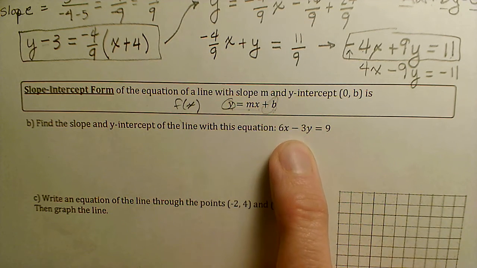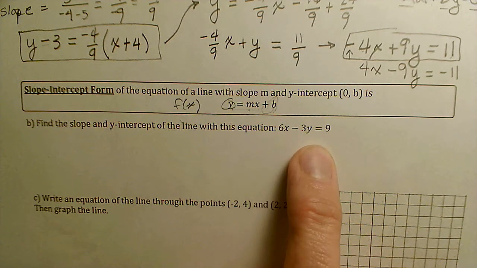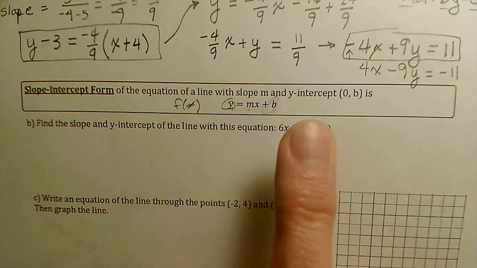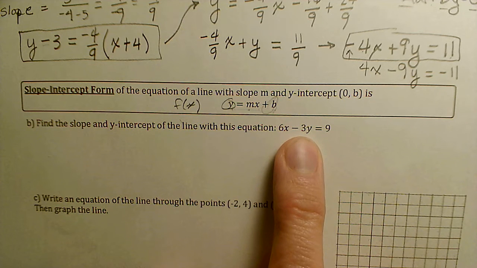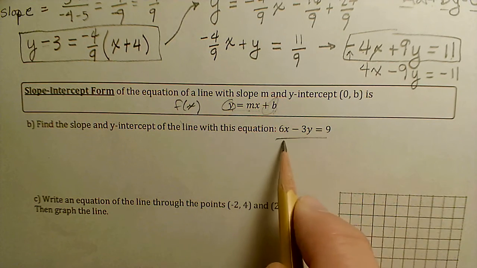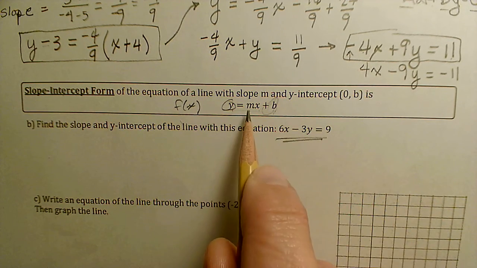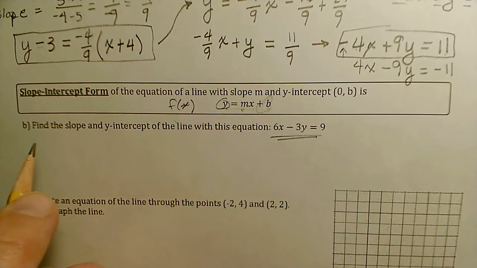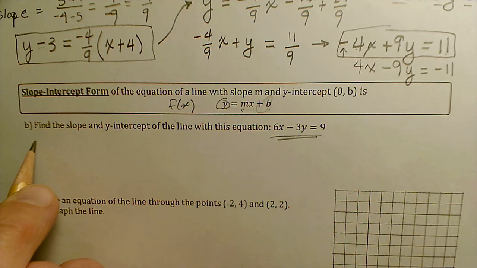This is in standard form, and it's not true standard form because A, B, and C are not relatively prime. But it's in this form. Find the slope and the y-intercept. So the easiest thing to do would be to take the standard form and turn it into slope-intercept form, because then, boom, we know the slope and we know the intercept. All right, so I'm going to do that. We're going to move the x over and solve for y.